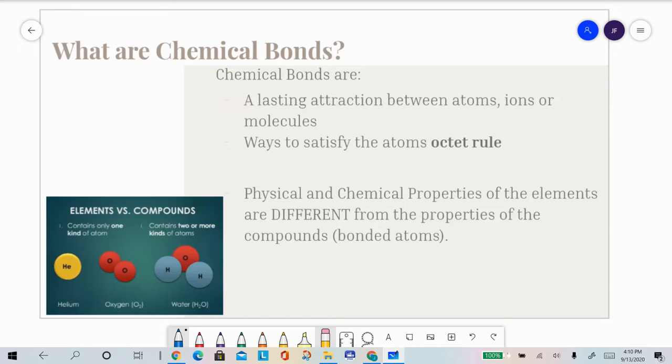The physical and chemical properties of the elements are actually different. If I look at this as a pure substance, it will have different chemical and physical properties from the compound that it is bonded in. For example, hydrogen is a gas, it's highly flammable, it's lighter than air. If I bond that with another hydrogen and oxygen to make water, that has very, very different properties, even though there's hydrogen in it.